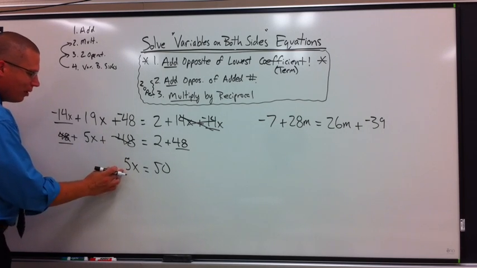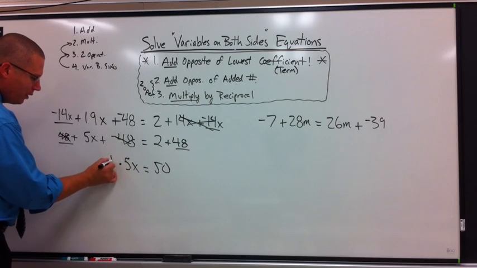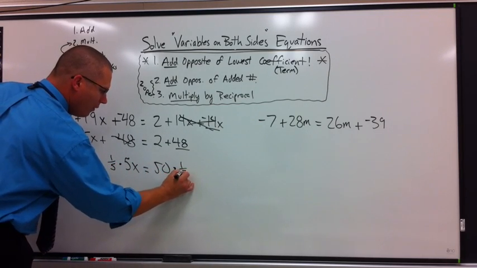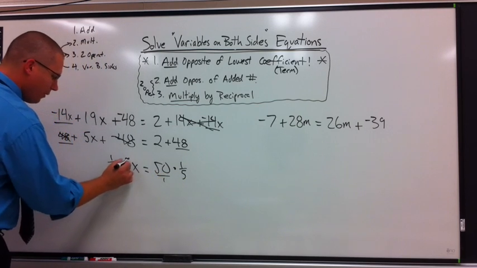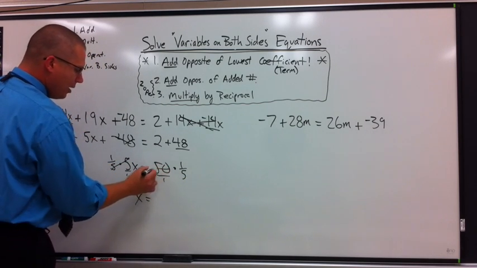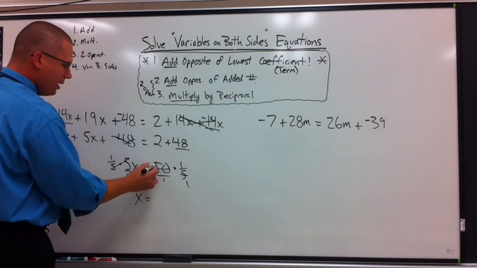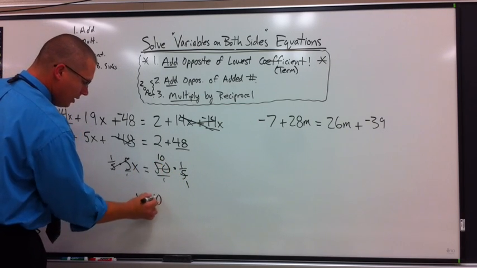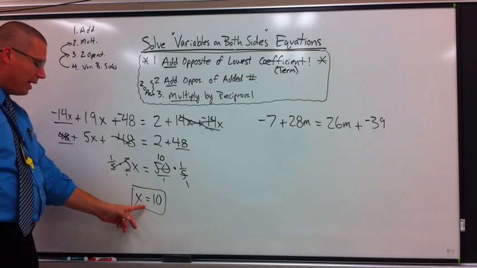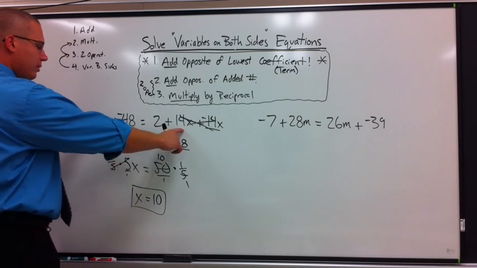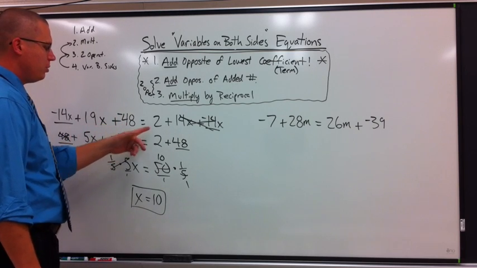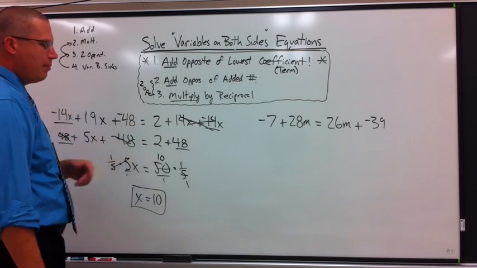So I need the reciprocal of 5. 1 over 5. On this side, 1 over 5. The 5's cancel out. X equals, this becomes 1, this becomes 10. X equals 10. Keep in mind what we're finding. We are finding the missing number that works for this. What number times 19 plus negative 48 is equal to 2 plus 14 times the same number?